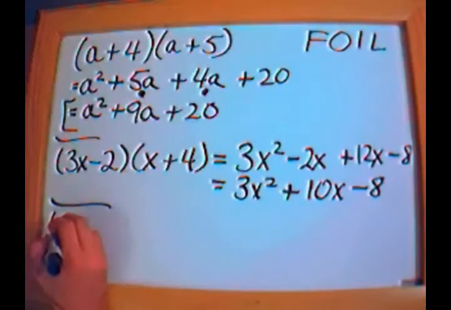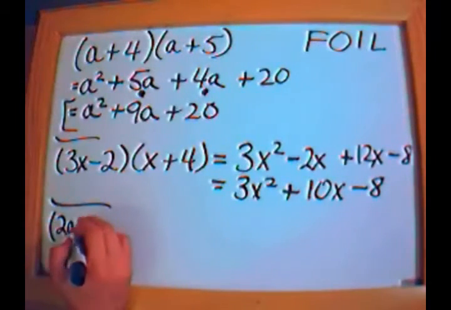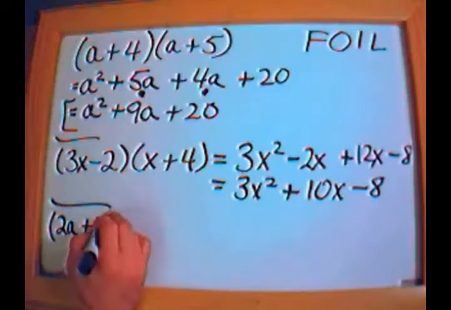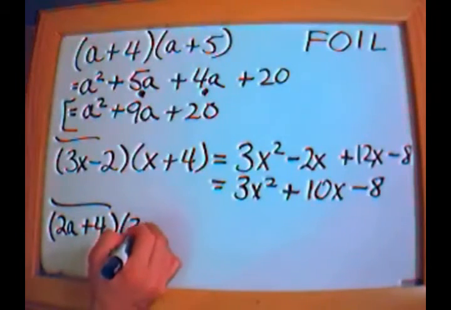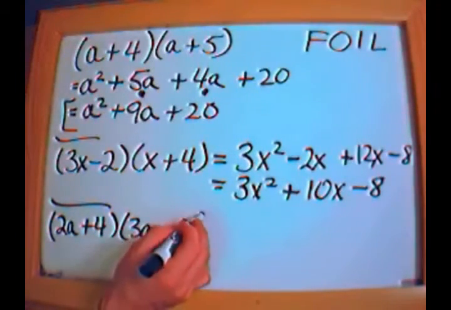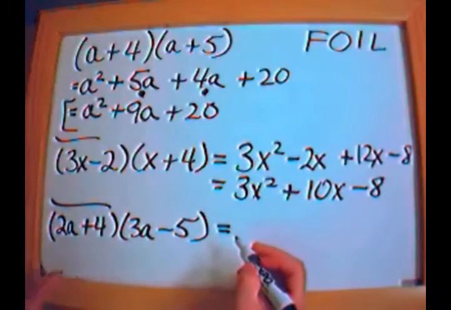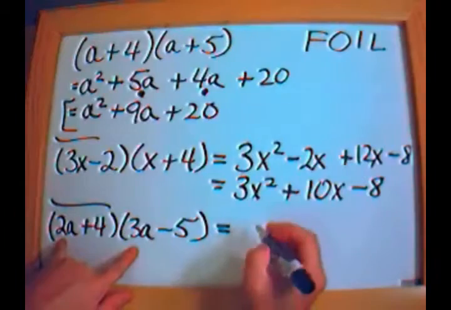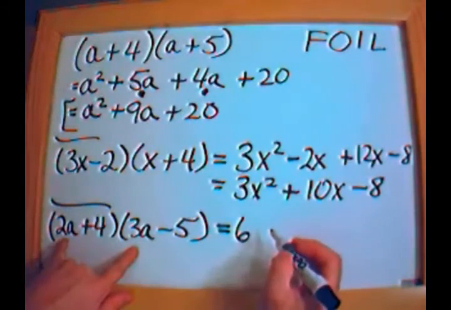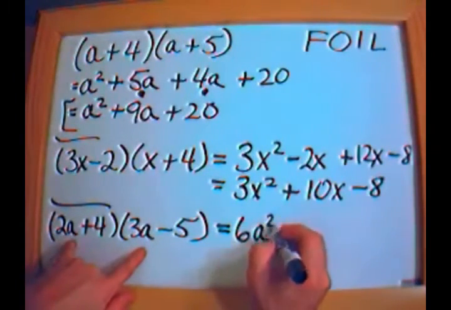What if I have 2a plus 4 times 3a minus 5? How do you multiply these together? Again, the first terms, 2a times 3a. 2 times 3 is 6. A times a is a squared.